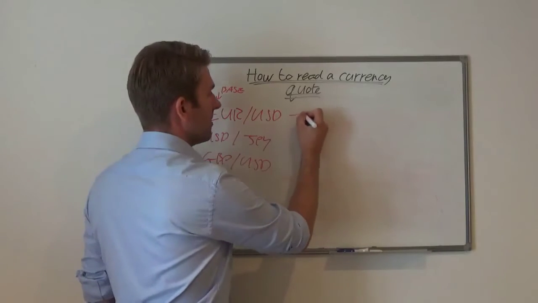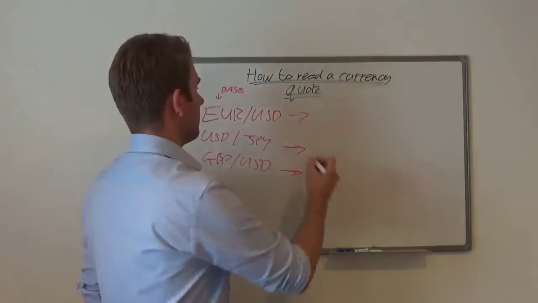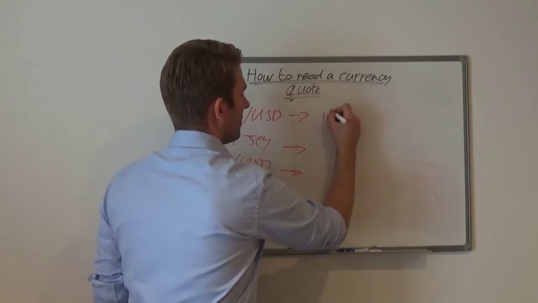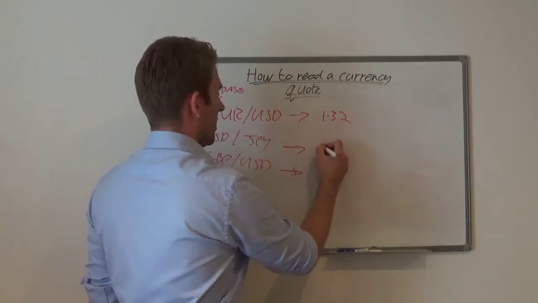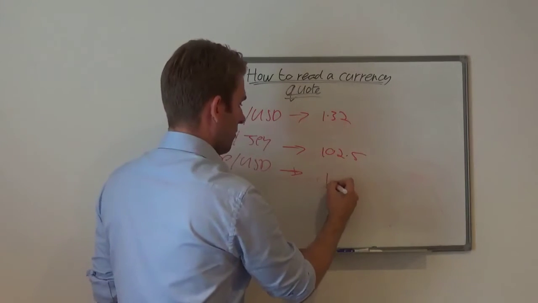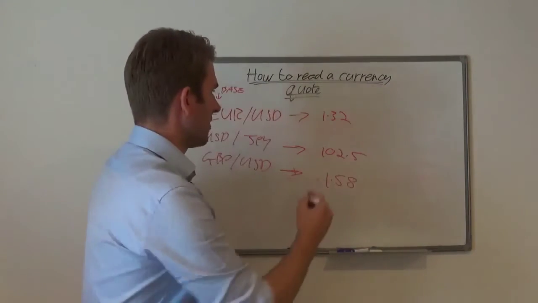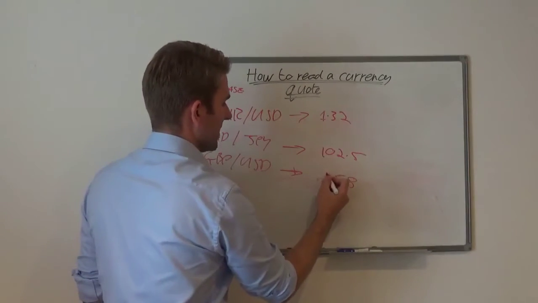So we've got a quote here, and I'm going to make these numbers up. These aren't market quotes, but let's just say we have a quote here of 1.32, we have a quote here of 102.5, and we have a quote here of let's go with 58. Right, what exactly does that mean?